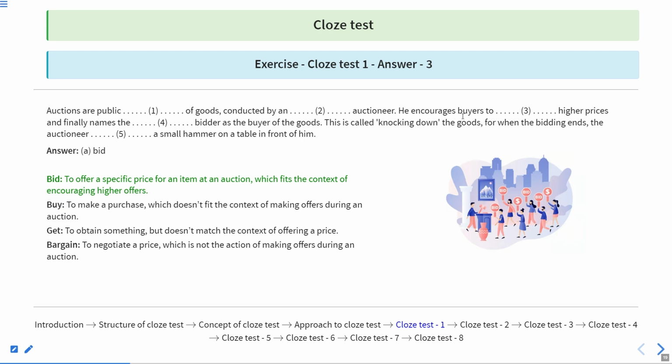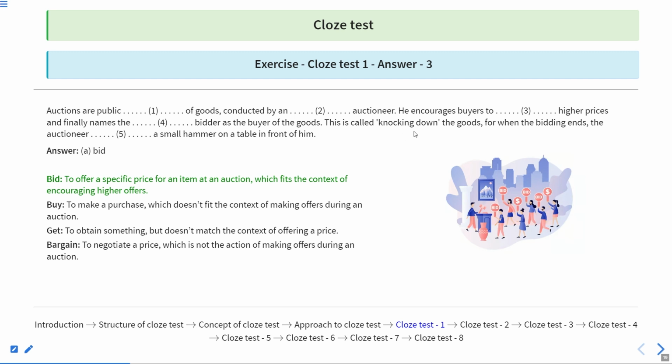Get. He encourages buyers to get higher prices. No, he doesn't. Buyers don't get a higher price. Actually, the seller ends up getting the advantage of higher price. So, get is typically used to obtain something. So, it does not match the context of offering a price.